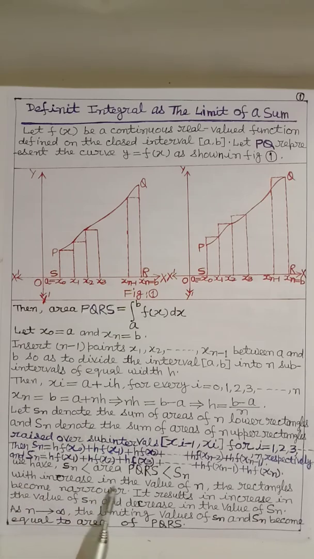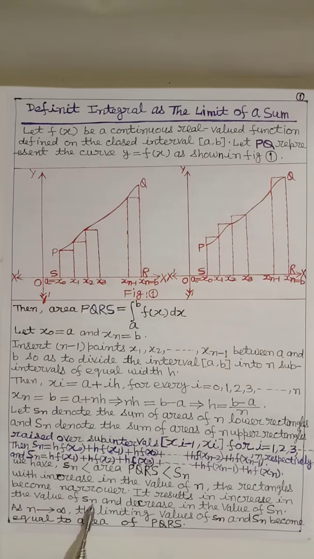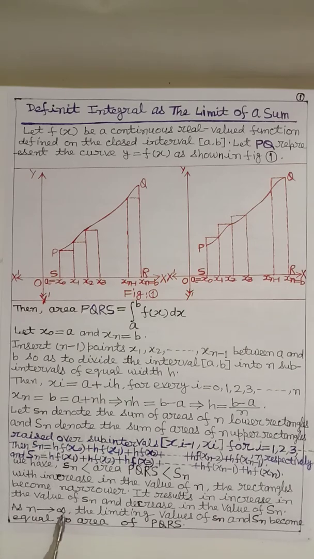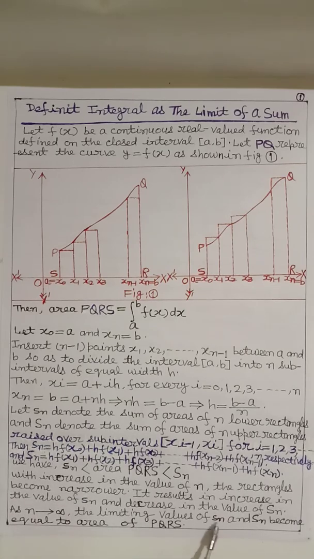With increase in the value of n, means if we increase the n, the rectangles become narrower. It results in increase in the value of small sn and decrease in the value of capital Sn. As n tending to infinity, the limiting values of sn and Sn become equal to the area of PQRS.